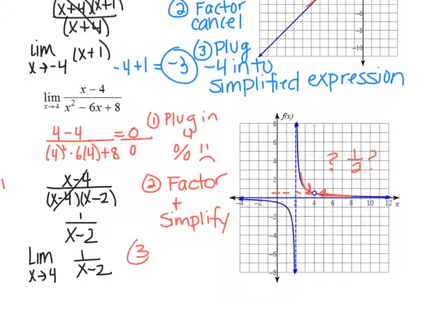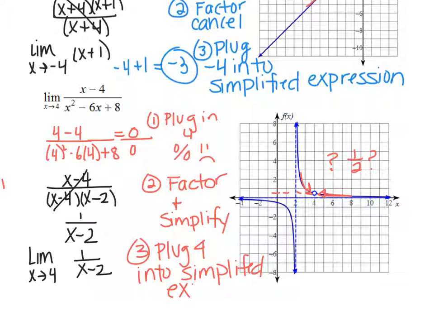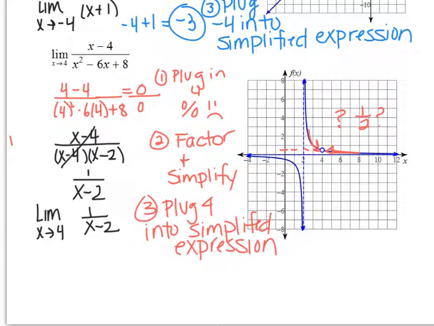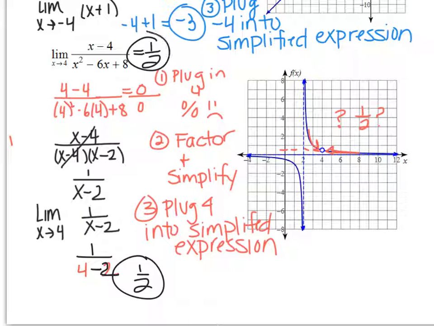And my third step is now plug the 4 into the simplified version. So let's see what happens. So we're going to plug that 4 into the simplified expression. So we have 1 over 4 minus 2. And 4 minus 2 is 2, so 1/2. And that's what we thought it was. So this limit is equal to a half.